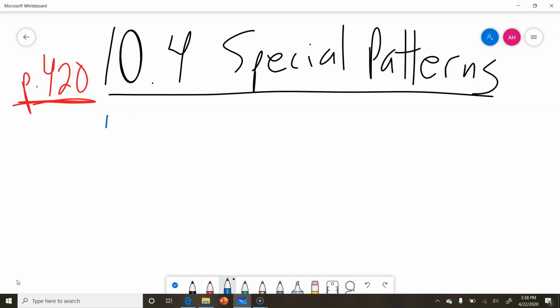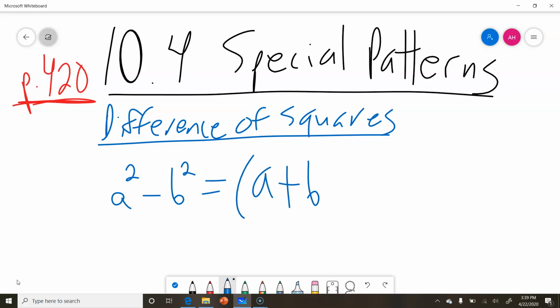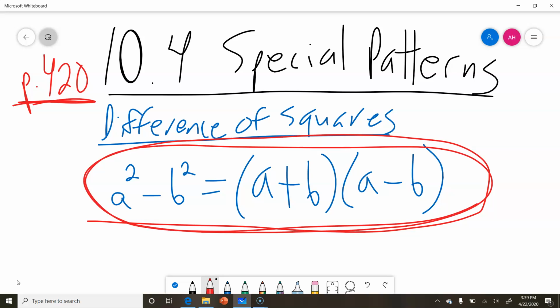If you remember from one of our last sections, we had something called the difference of squares. The way this works is that if we have, as you see there in your book, a squared minus b squared, what that comes out to is (a plus b)(a minus b). That's very important. This formula that I'm circling in red, you need to write it down and let it sink into memory.